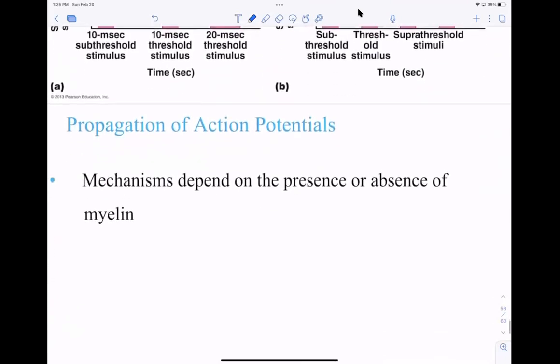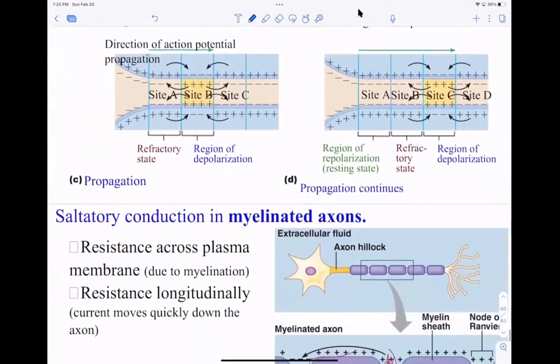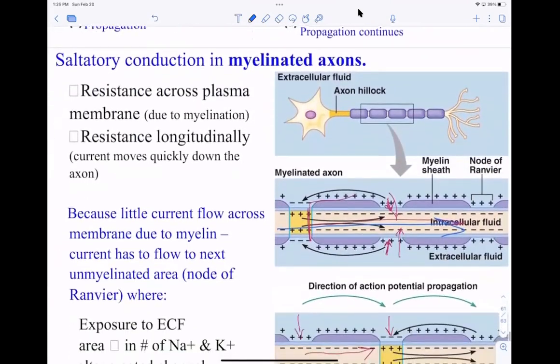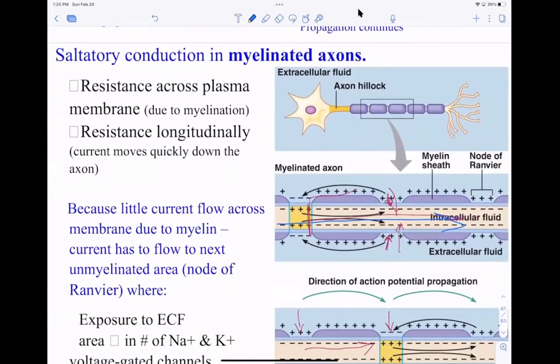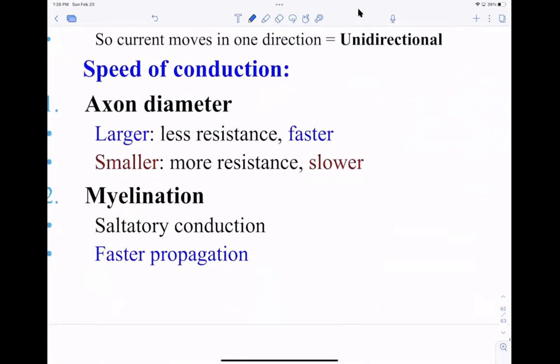And so that's really the only way your brain can decide how strong or effective something is on you. Again, myelination helps the action potential go quickly. The more myelinated, the faster. And so please read through these slides on speed of conduction. And that's it for chapter 7.